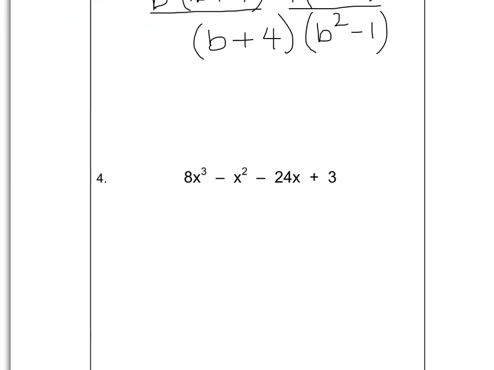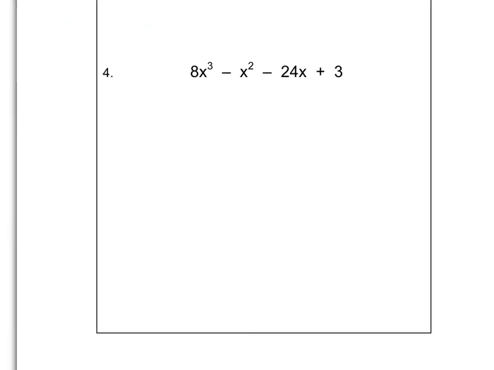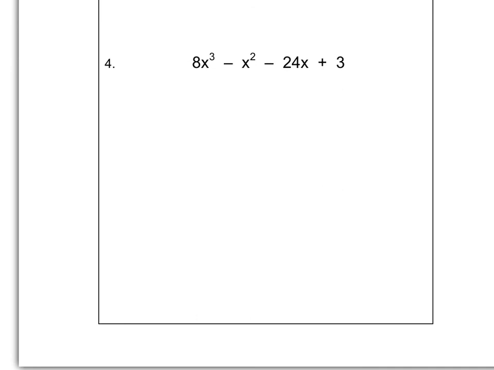Okay, let's take a look at the last example here. Example number 4. And we're still going to use grouping, so the first thing we want to do here is parentheses around the first two, parentheses around the last two. And let's figure out what these guys have in common in the first two. They don't have anything in common number-wise. Nothing goes into 8 and 1. But they do both have a variable. They both have an x, and they have at least two of them. I'll take out an x squared.